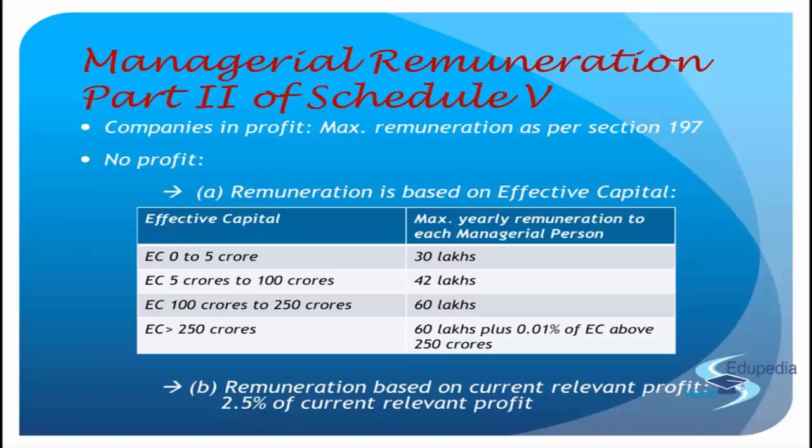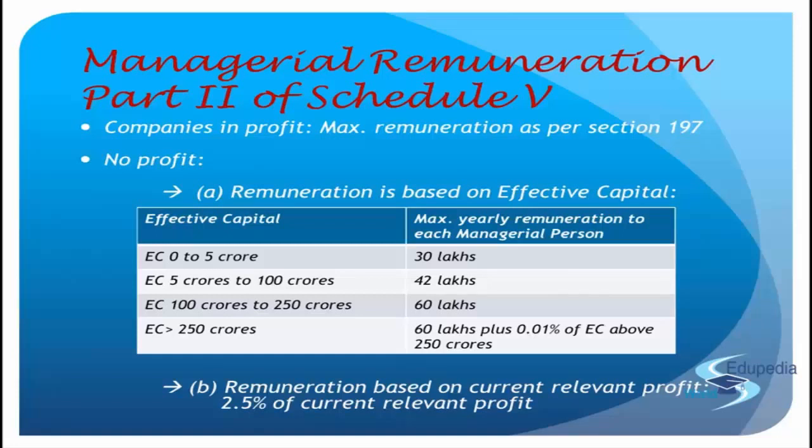So if a resolution is passed by the shareholders and that resolution is a special resolution, then this limit can be simply doubled, right? So if you want to give 45 lakh in the first scenario, just pass a special resolution and the limit goes to 60 lakhs. So 45 lakh is easy for you to give away, right? In the next slab, it would be 42 to 84 lakhs, 120 lakhs.